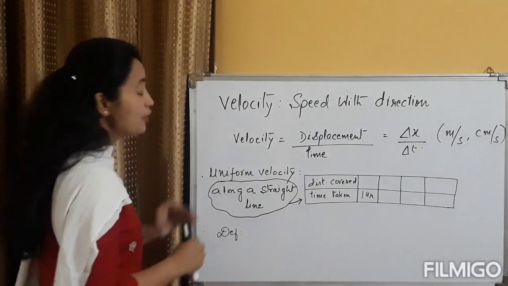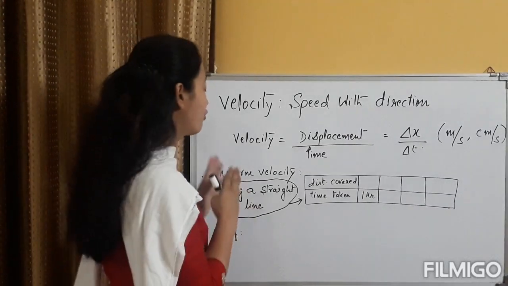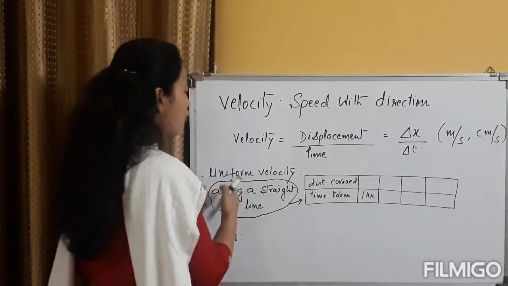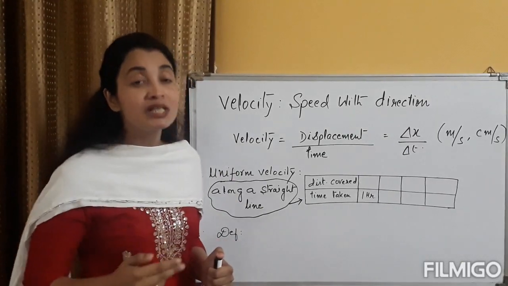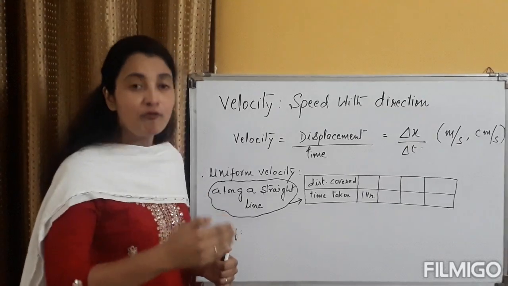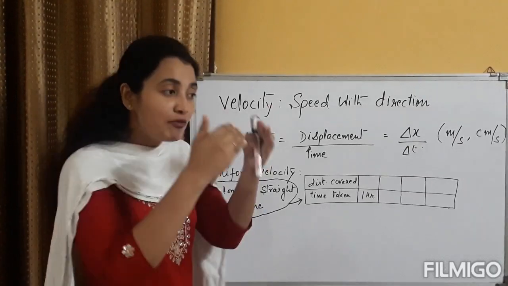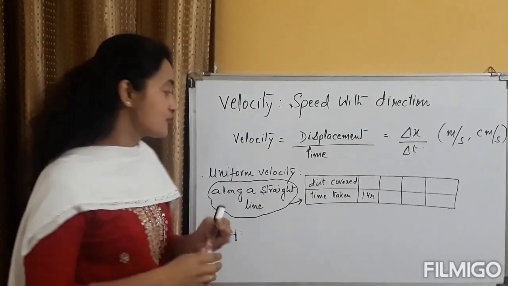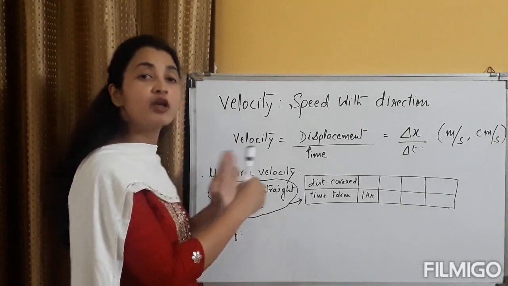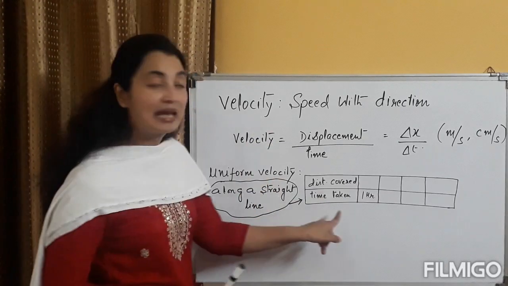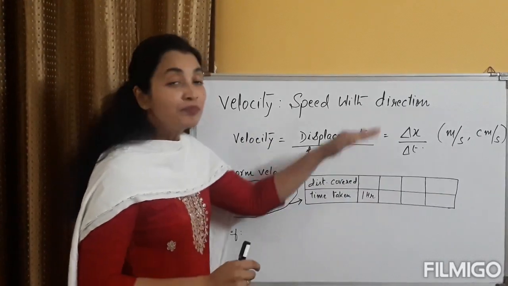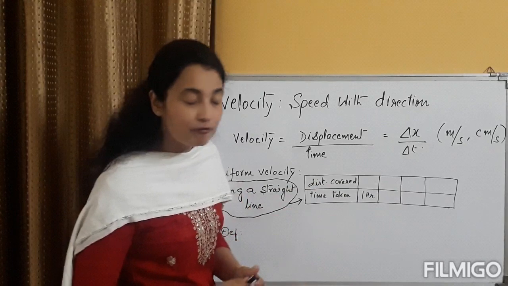Let us see different types of velocities. The first and foremost, we are running on the parallel track. As we studied for speed, uniform, non-uniform, average, we will run on the same parallel track: uniform velocity, non-uniform and average. So, uniform velocity, again, let us try to take it in a tabular form.